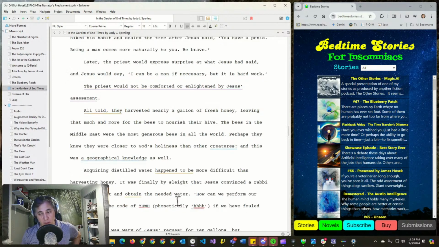Acquiring distilled water happened to be more difficult than harvesting honey. It was finally by sleight that Jesus convinced a rabbi to go to market and obtain the needed water. "How can we perform our ablutions to the code if we have fouled water?"